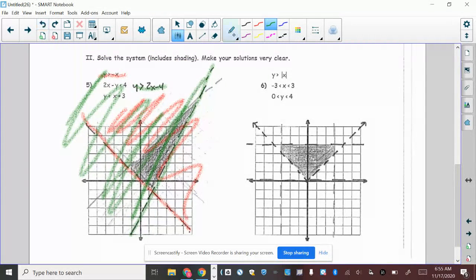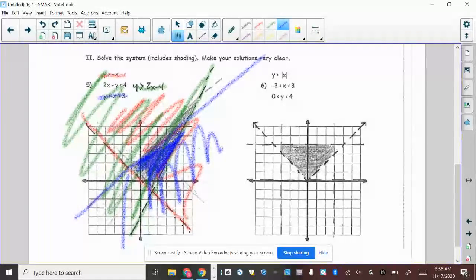Okay, so now the third one, back to crayon. The blue, y is less than x plus 3. So it's here, so it's down here. So the only thing that has red, blue, and green is this triangle right in here. Okay, hope you're okay with that.